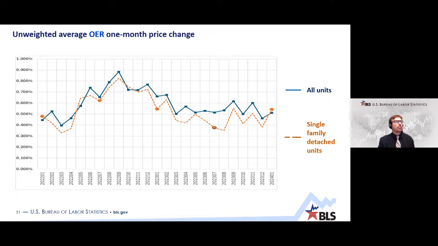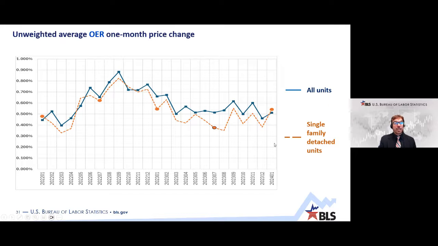Let's take a quick moment to look at the price side. What I'm showing here is the unweighted average price change for 1 month over the last 2 years. All units, the blue line with the squares, and single family detached units, the dotted line. And you can see, by and large, the average price change for single family detached units is lower than the average price change for all units. This is consistent with the prior research, but there are some anomalies.